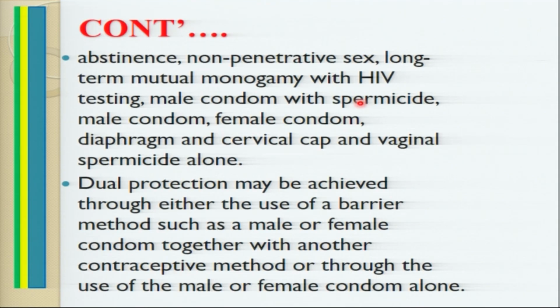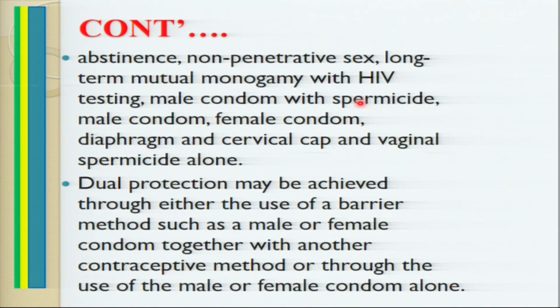Male condoms with spermicides, male condoms, and even female condoms, diaphragm, cervical cap, and vaginal spermicides are options. So dual protection may be achieved through the use of barrier methods. Barrier methods can stop any unwanted pregnancies. Not only that, barriers can also prevent STIs, including HIV and AIDS.